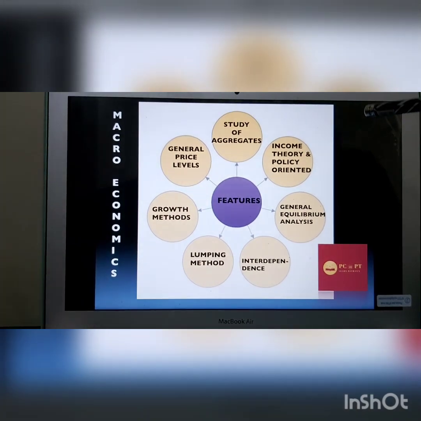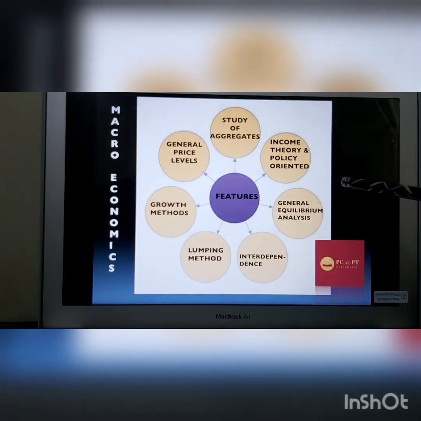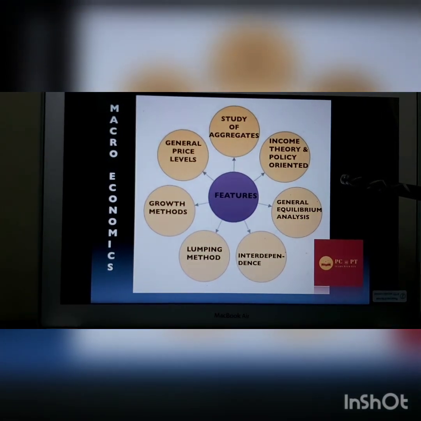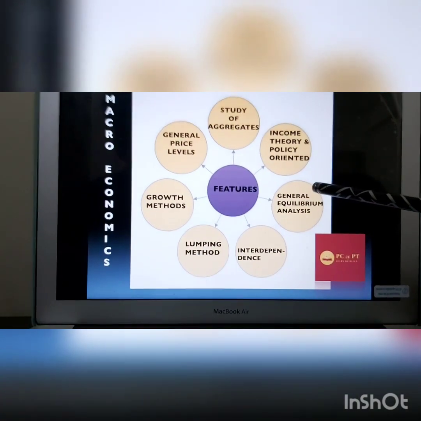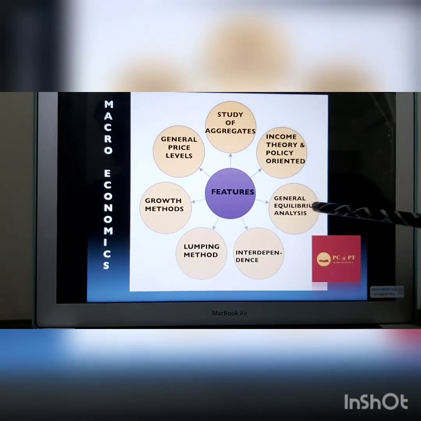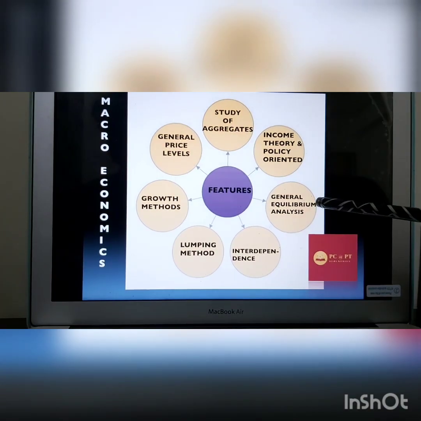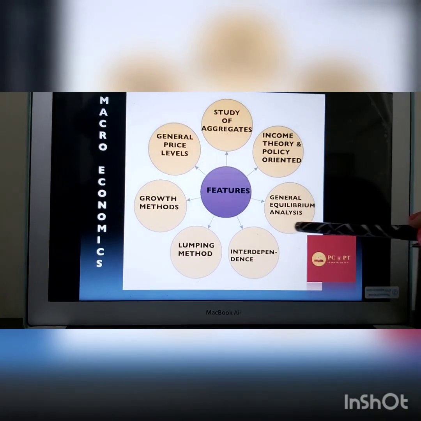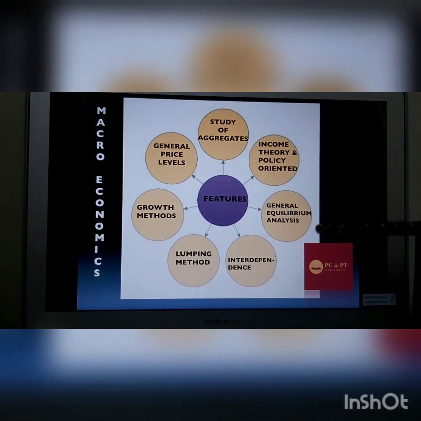Now, general equilibrium analysis. I'm so sorry. So the word general equilibrium analysis again is related to your microeconomics. Equilibrium means what? It is a state where there is a balance between two particular factors. Now this equilibrium is general. Why do you call it general? Because the total demand forces of the nation, total supply forces of the nation, as a whole, hence it is called general.